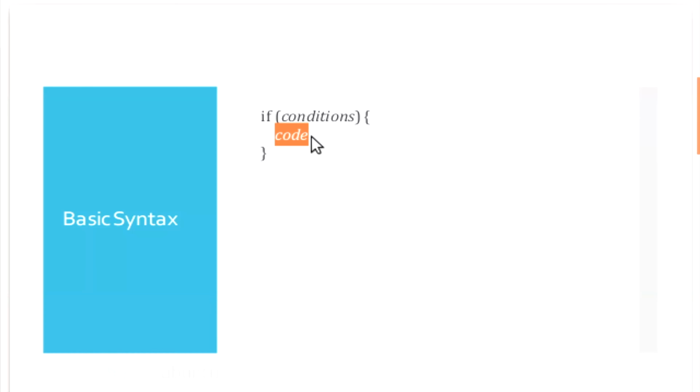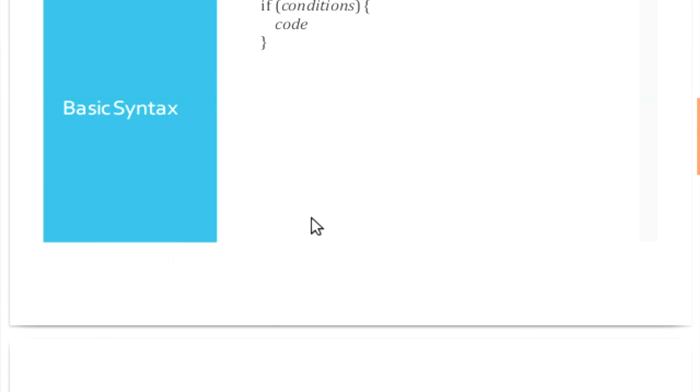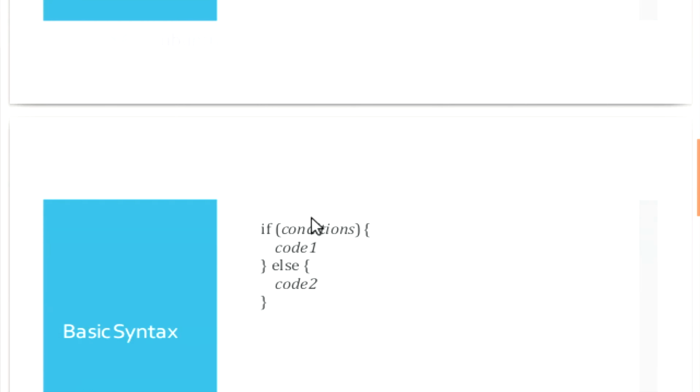This code can be any valid code. It can even be another if statement, or another if statement inside another if statement. Java supports nested if statements. But what if otherwise? We can use else statements, which make the program execute other pieces of code.